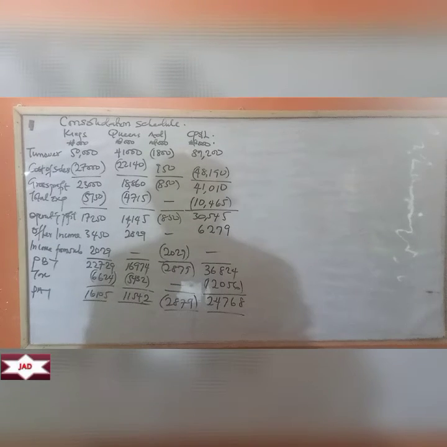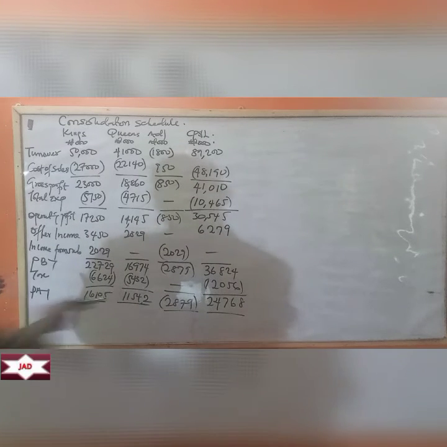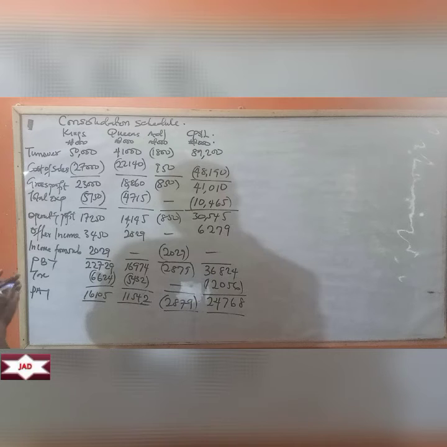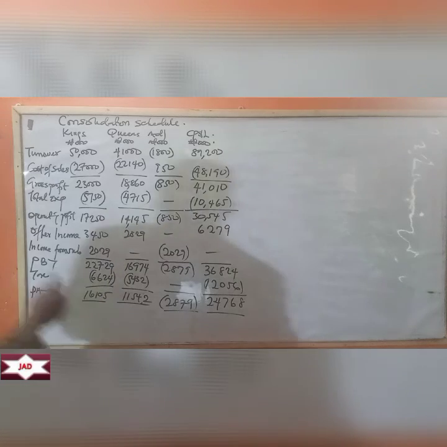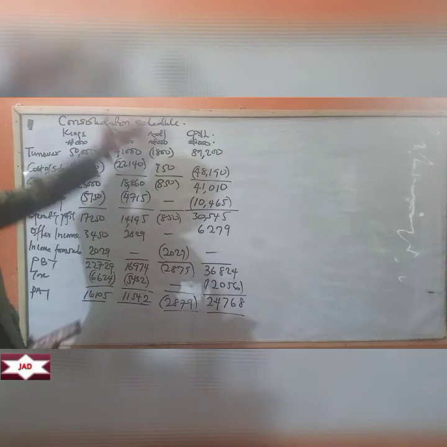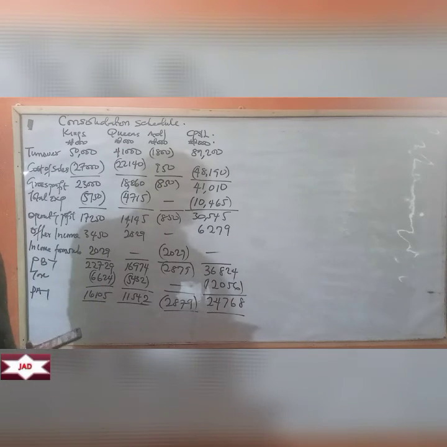So if you check now, what do we have? I think this minus this is 11542. So we have 16105 plus 11542 minus 2879. Yeah, that's the 2478. Okay, so what we've done here now is to prepare the CP and L.